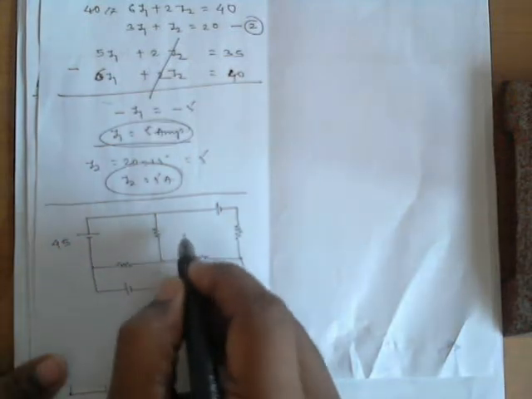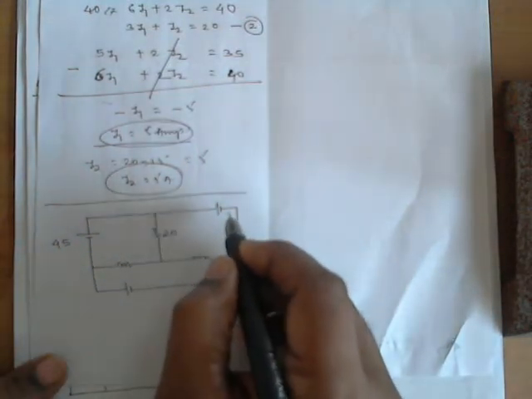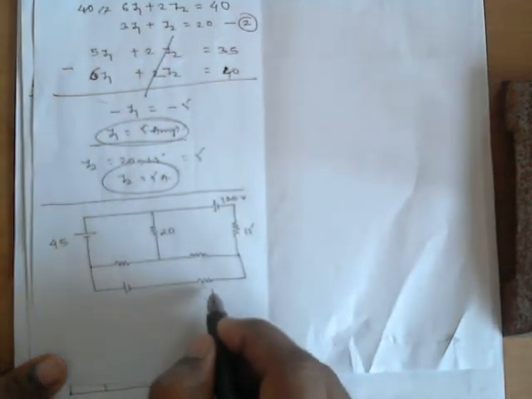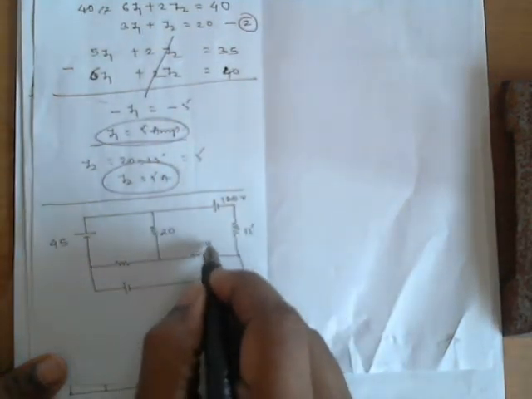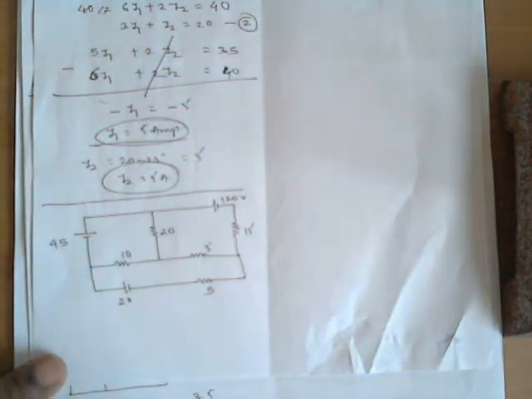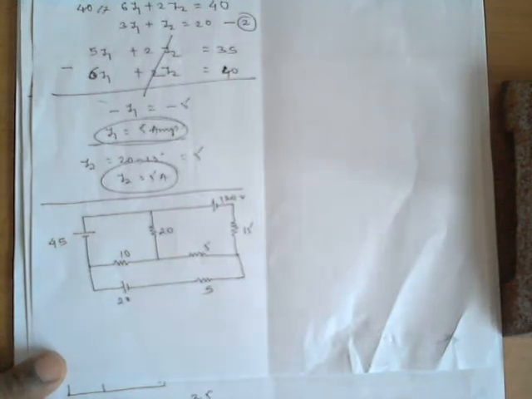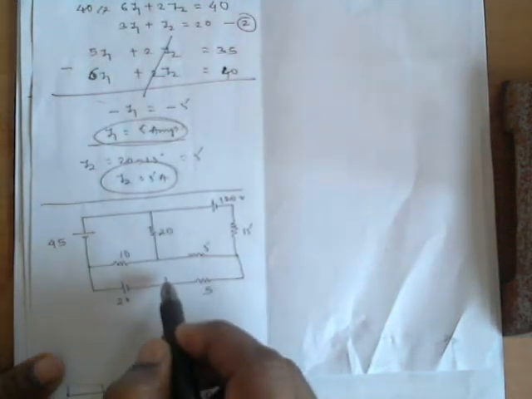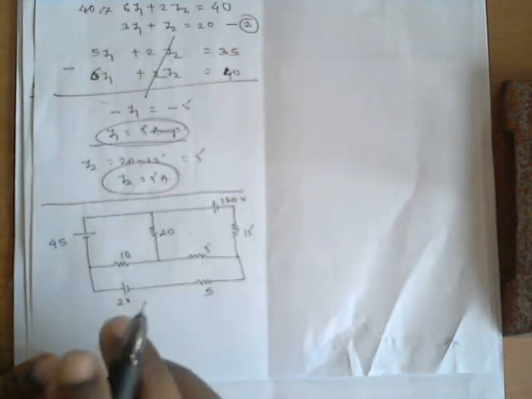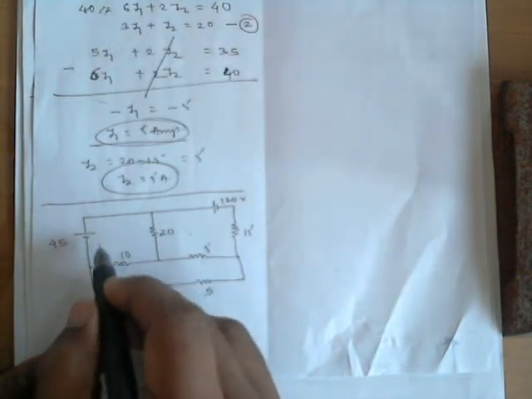This is 45 volt, 20 ohm, 120 volt, 15 ohm, 5 ohm. This is also 5 ohm. This is 10 and this is 20. First of all, identify how many loops there are, and you can say that there are three loops: one, two, and three. Means mesh. Here onward we will say mesh or loop. Or I can say mesh one.